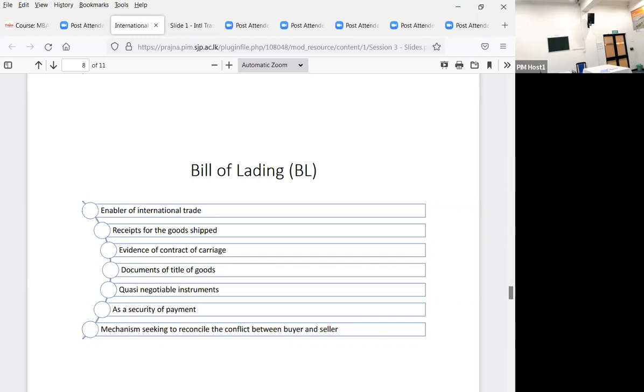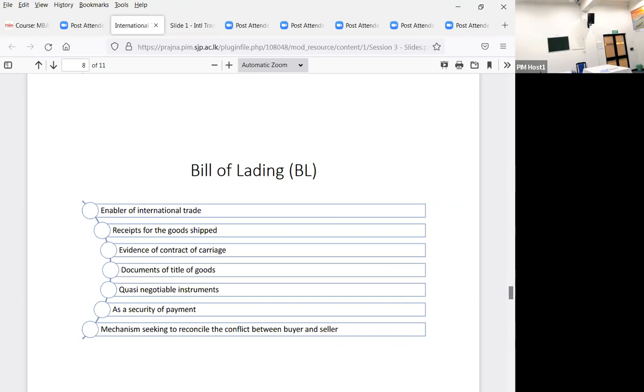Then we were talking about the very, very important document, that is the bill of lading, and the equivalent to it, the airway bill, when it comes to transport by air. The bill of lading is one of the important documents as far as the movement of the goods is concerned, because it is issued by an independent party, a third party. He is not a buyer and he is not a seller. He is doing the job on behalf of the buyer or on behalf of the seller.